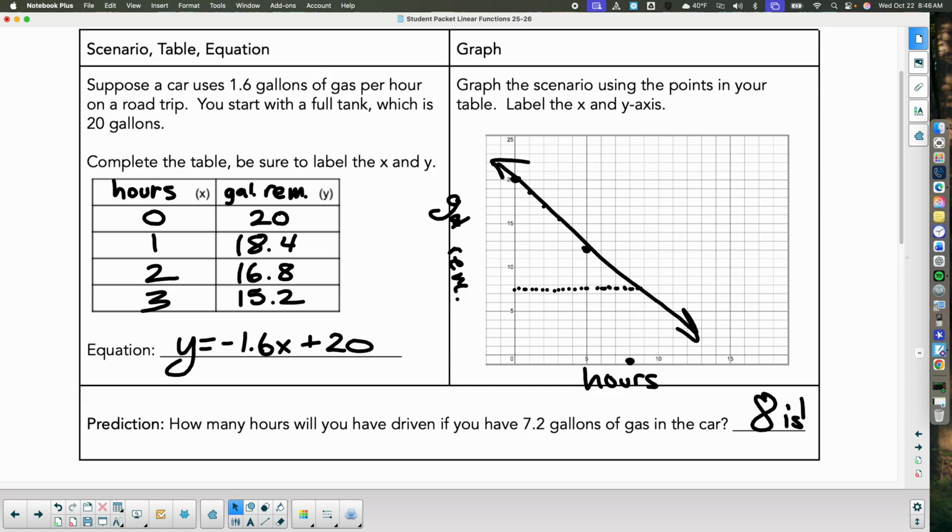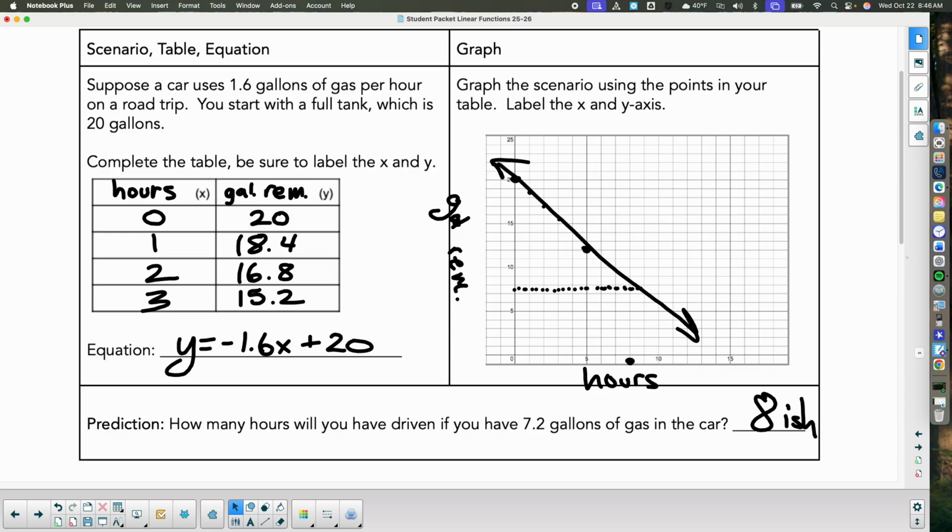We're gonna say 8-ish. Okay, good. Rather than you calling on somebody else. Does anybody know how I could have found the exact answer without using the graph?